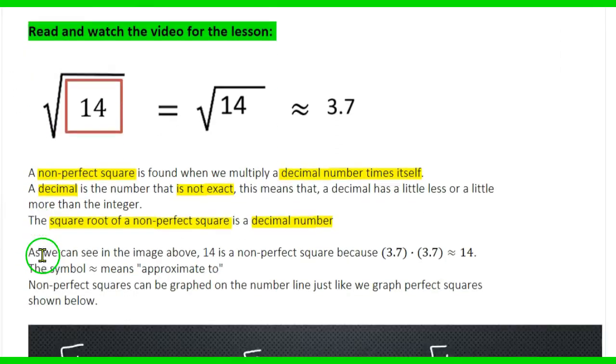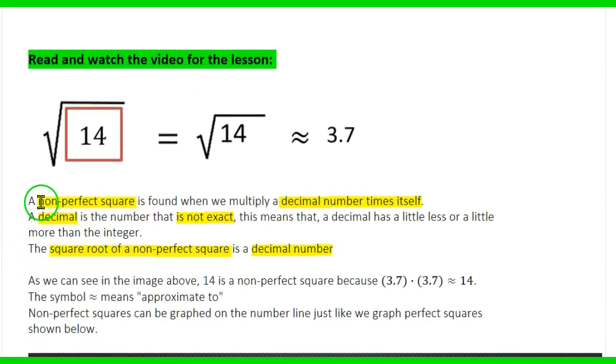Today in class, we will learn about non-perfect squares. Let's read together. A non-perfect square is found when we multiply a decimal number times itself. A decimal is the number that is not exact. This means that a decimal has a little less or a little more than the integer. The square root of a non-perfect square is a decimal number.